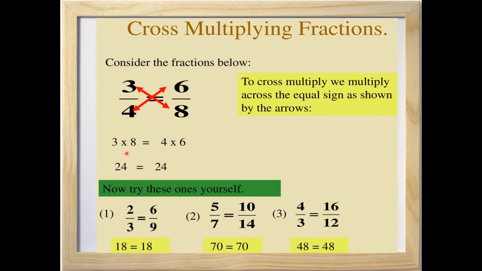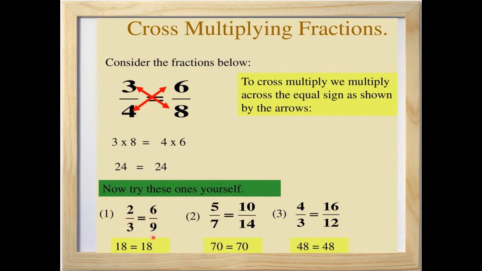Understood, children? So here 3 into 8 is equal to 24, 4 into 6 is equal to 24. If the products are equal, this shows that these two fractions are equivalent. Understood, children? Now try these ones for yourself.